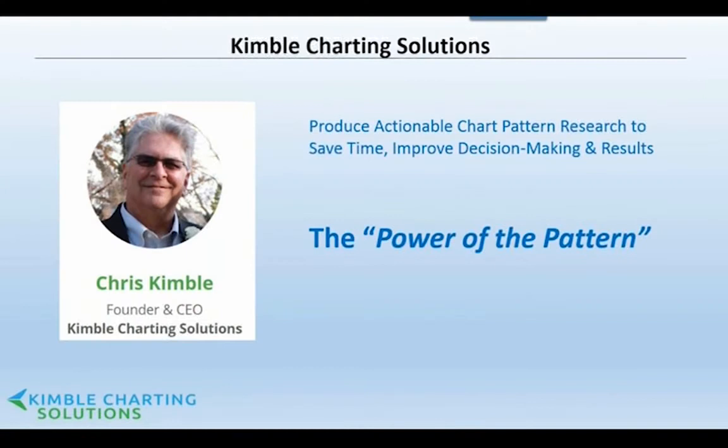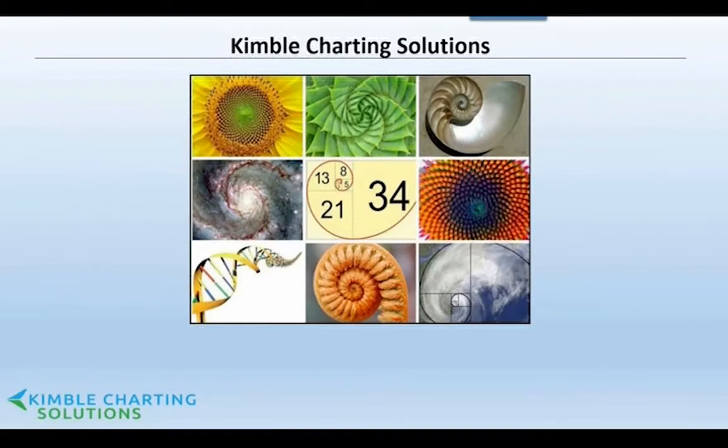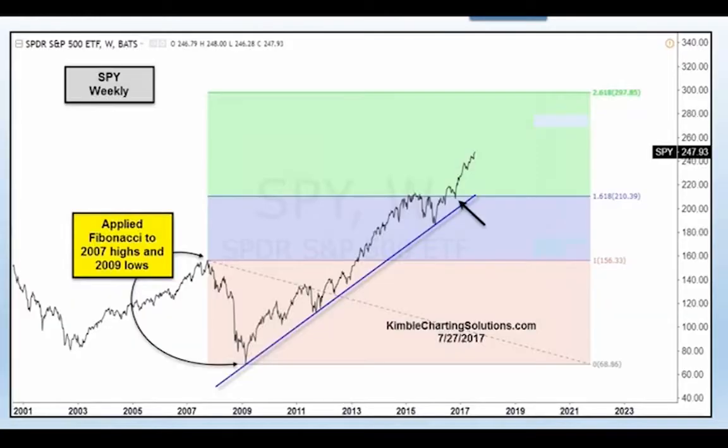My name is Chris Kimble of Kimble Charting Solutions. This is my 37th year in the business, and our goal is to produce actionable chart patterns, save you time with the research, improve your decision making, and what we want to call with our product is the power of the pattern. And as we all know, this pattern is all over in nature, from storms to flowers and plants.